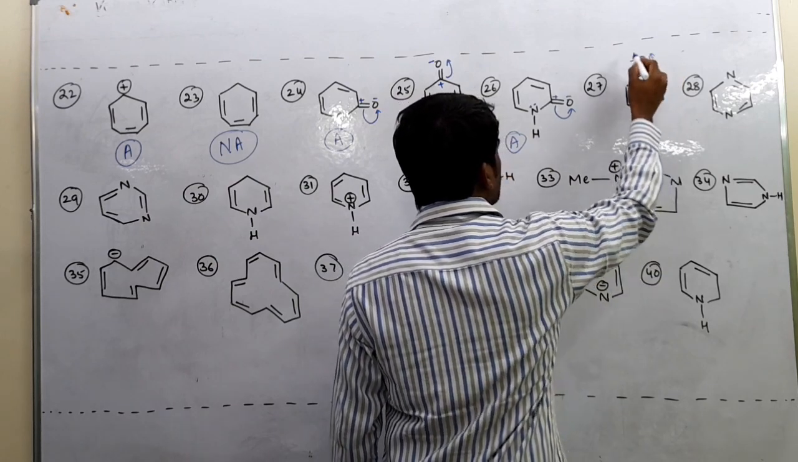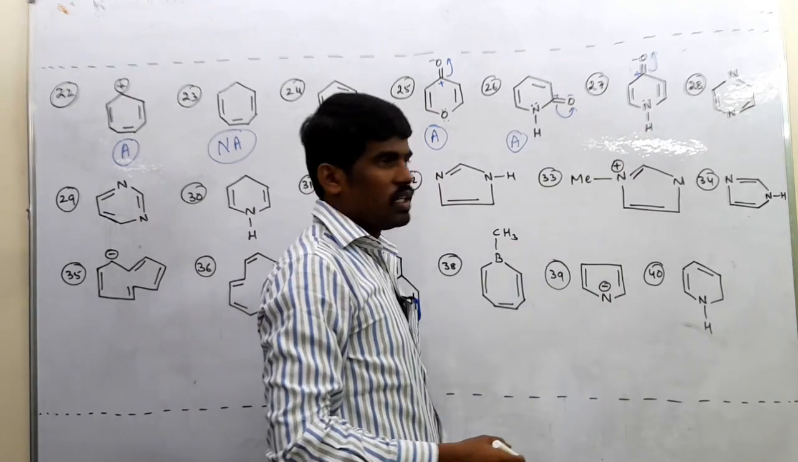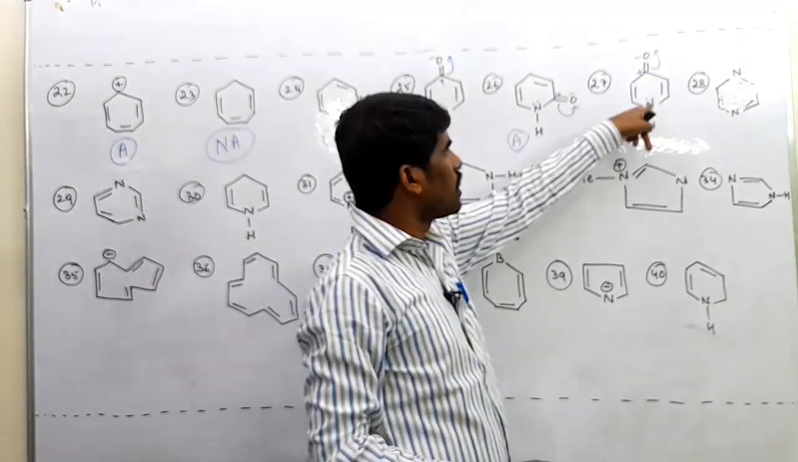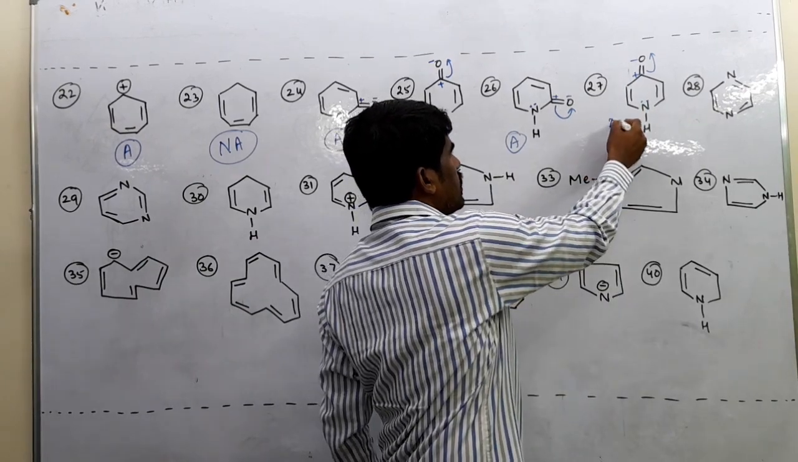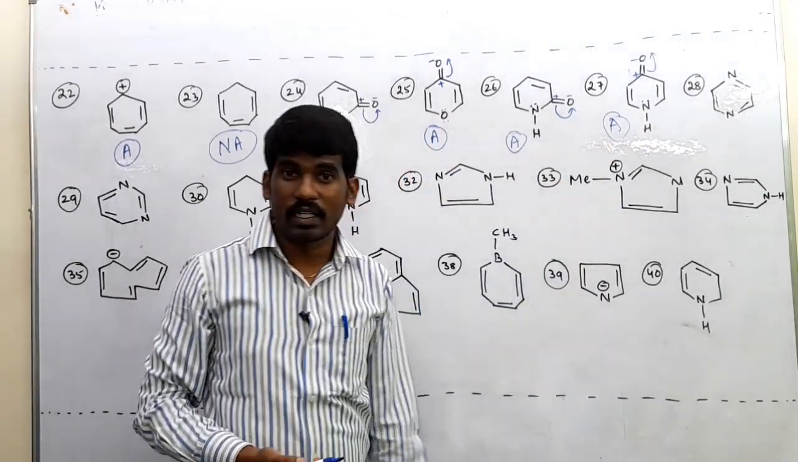Here there is a positive charge. There is a closed conjugation. If there is a closed conjugation, the total number of pi electrons is 6. Closed conjugation is present, and hence it is an example of aromatic.